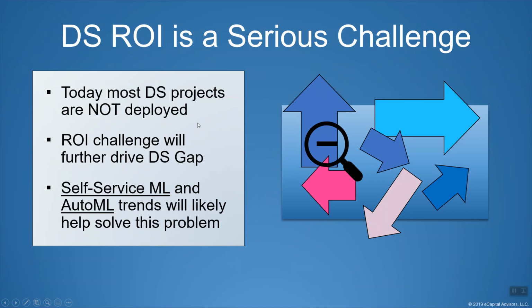However, we've seen a lot of hype around this area, but data science ROI is a serious challenge. In fact, a very small portion of data science projects are actually deployed these days. So ROI has been a big challenge, but when a very few handful of companies are getting traction with it, that will further drive the data science gap, because as they get traction and prove ROI, they're going to invest more in these capabilities, and they'll further distance themselves from those organizations that just aren't investing in it at all or don't have a proactive plan.